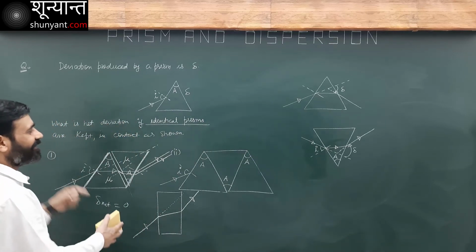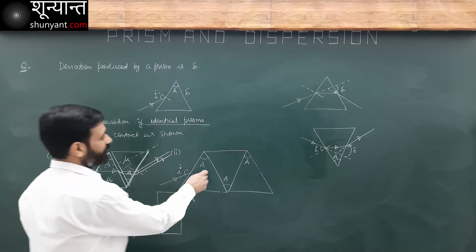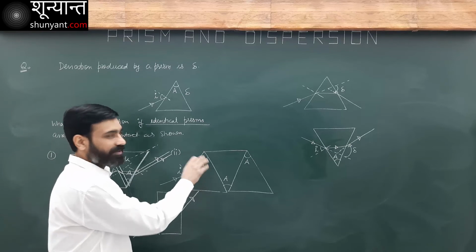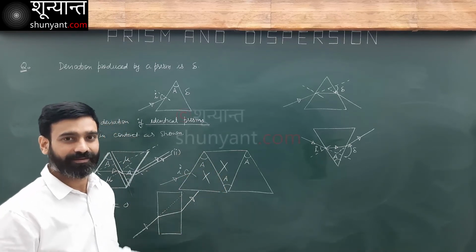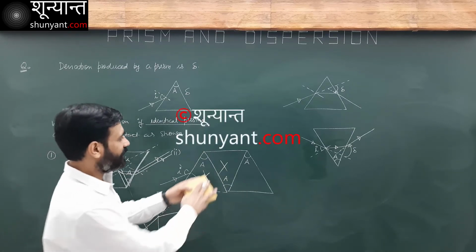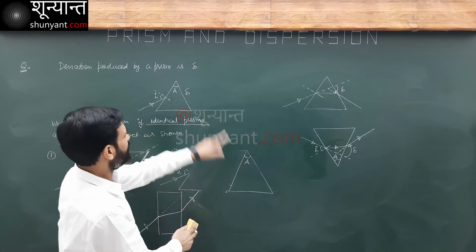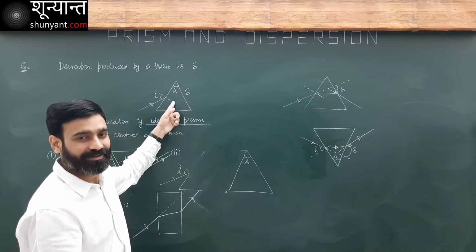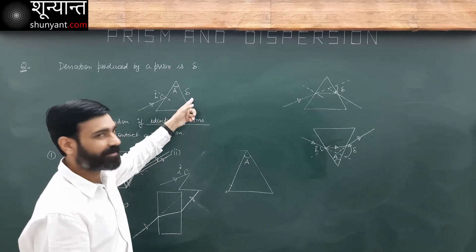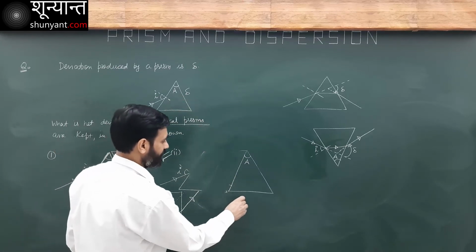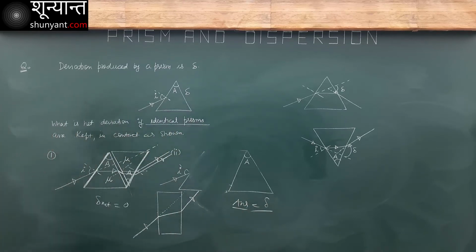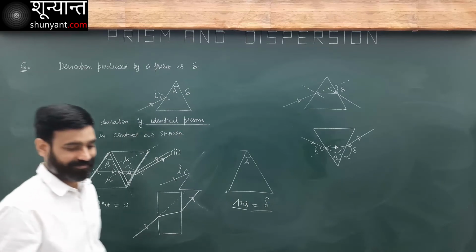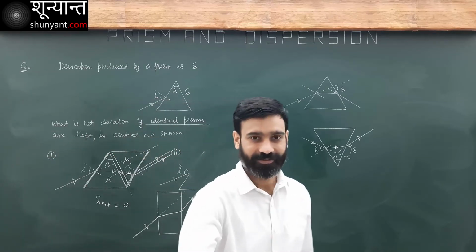Think about it. Deviation produced by this will be balanced by this. So these two prisms are redundant. What is left is the same as the original one. In the original one, deviation is delta. Here also deviation will be delta. This answer will be delta. All right. You understand?